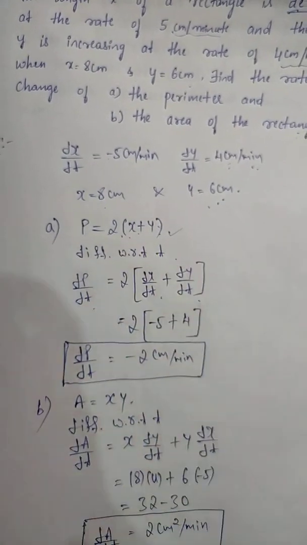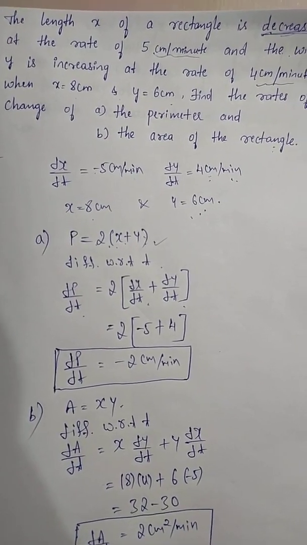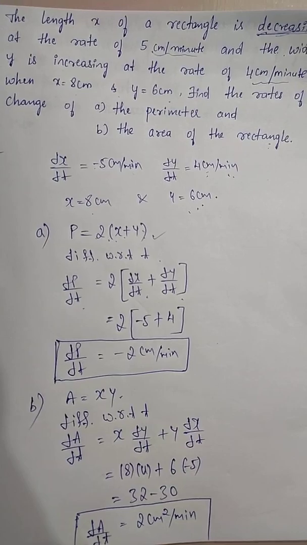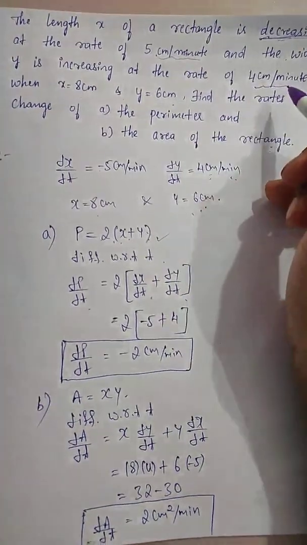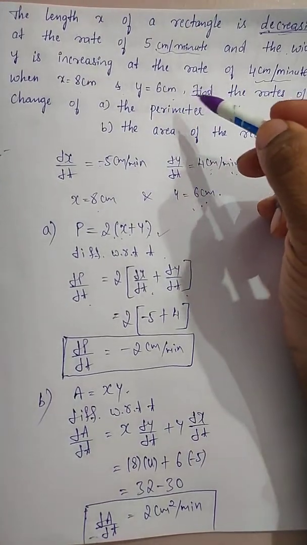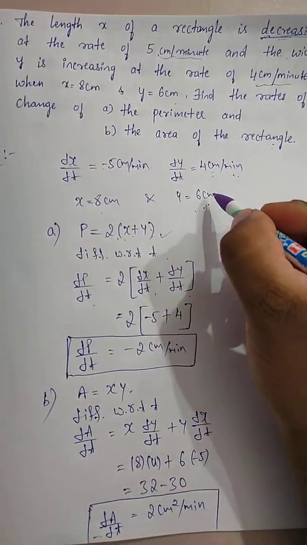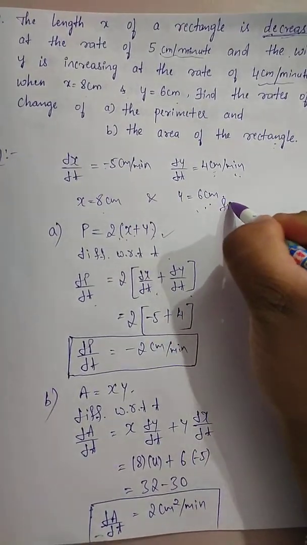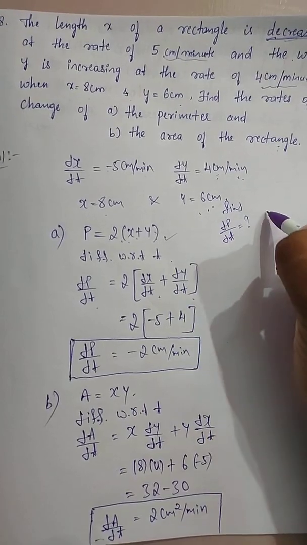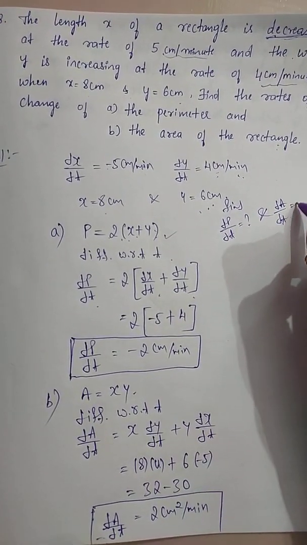So this is the given problem. The length x of a rectangle is decreasing at the rate of 5 centimeter per minute, and the width y is increasing at the rate of 4 centimeter per minute. When x is equal to 8 centimeter and y is equal to 6 centimeter, find the rate of change of perimeter. Find the rate of change of perimeter means you want to find dP by dt is equal to question mark, and dA by dt is equal to question mark.